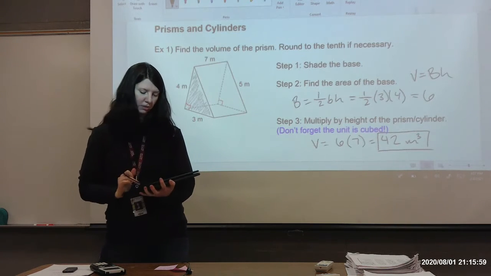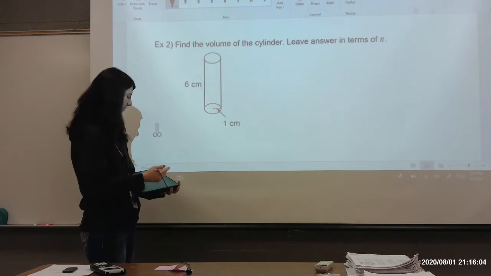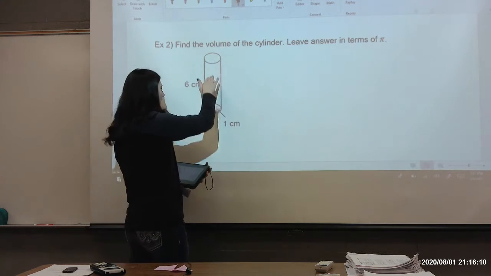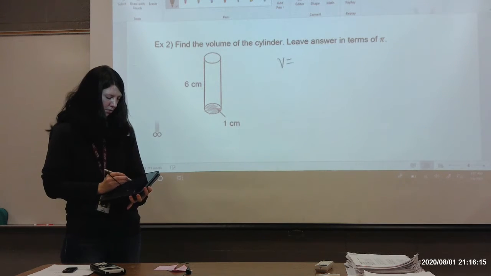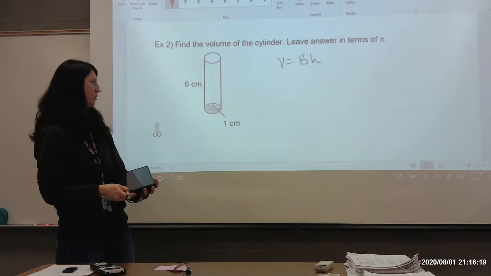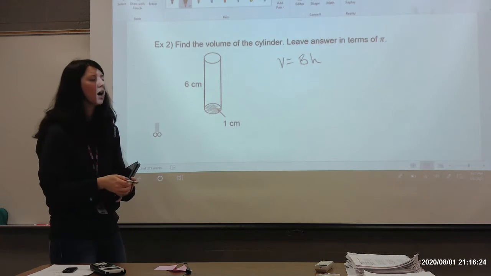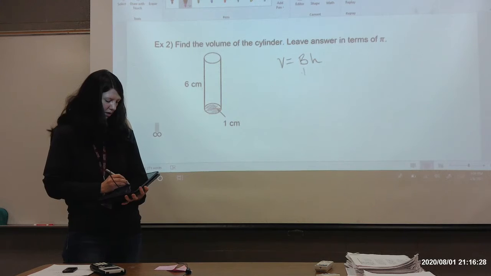Okay, let's try another. Here we have a cylinder. I like to follow the same steps. So shade the base. I know the base is the circle because the circles are parallel. So the first thing I need to do is identify the volume formula, which would be area of the base times the height for a cylinder. The area of the base, what formula do I need to find the area of a circle? Okay, it is going to be pi r squared.